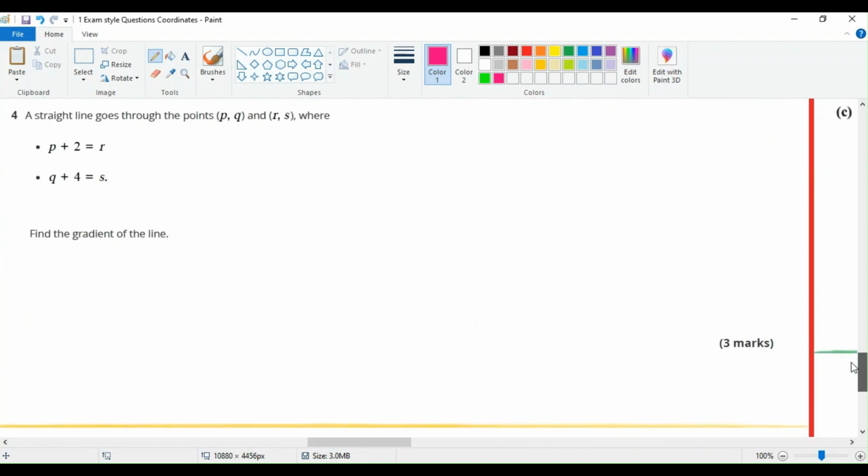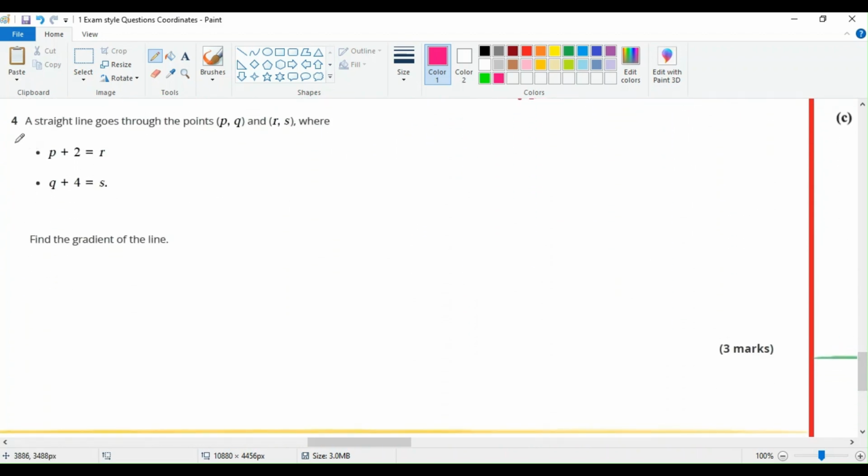Now moving on to the next one. In here it says a straight line goes through points (p, q) and (r, s), where p plus 2 equals r and q plus 4 equals s. Find the gradient. So y equals mx. That means y2 minus y1 over x2 minus x1. Now in here we know this one is x1, y1 and this is x2, y2.